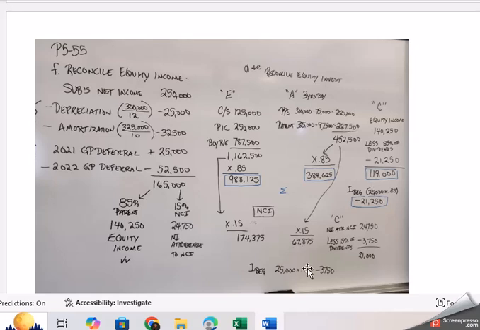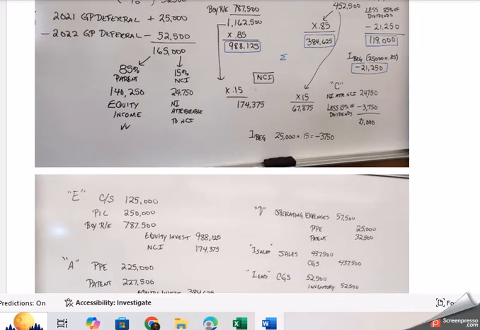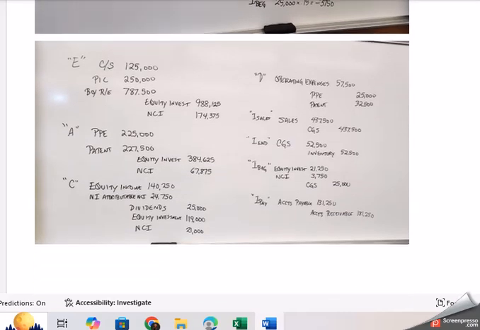Well, that too has to be split. So 85% to the parent, and then 15% to the NCI. Then I use those to create the journal entries. So again, I'm hoping that these journal entries are review to you. The only thing that's new in this chapter is our credit gets split 85% to the parent, 15% to the NCI.